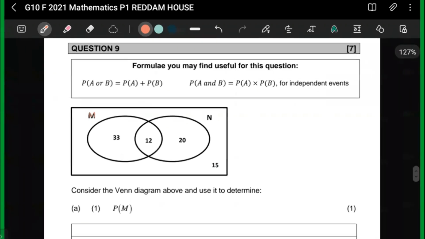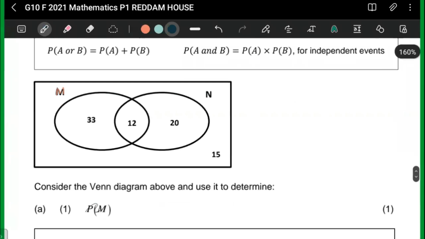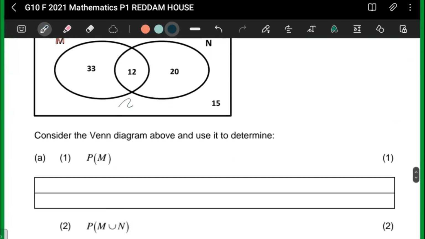But let's start. The probability of M, right? This refers to everything to do with M. The probability of M is going to be the 33 plus the 12 divided by everything. So everything is 33 plus 12, right? Plus 20 plus 15. There you go.